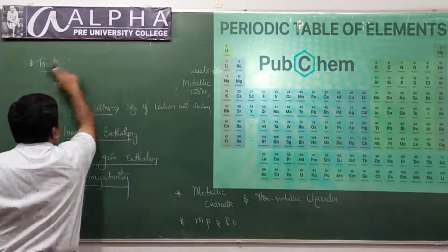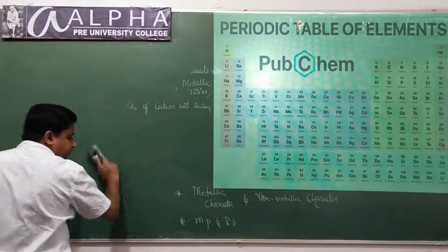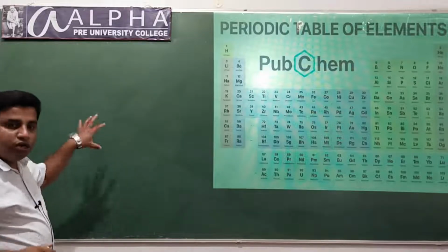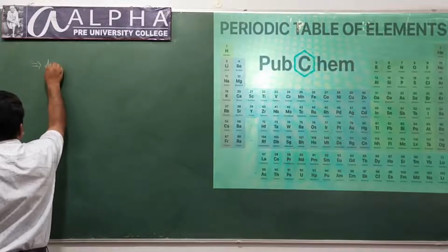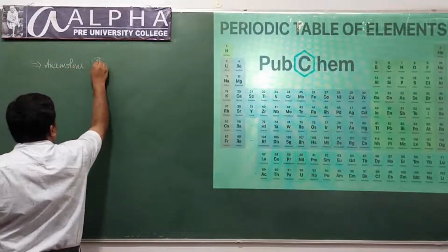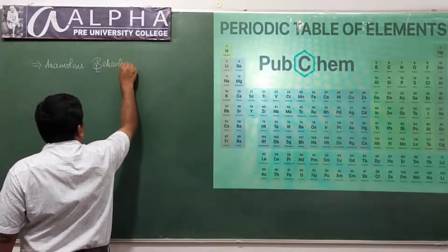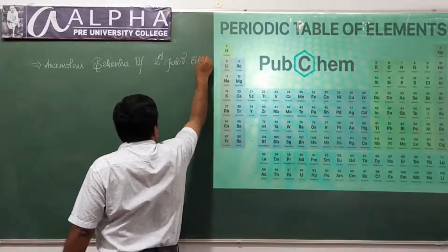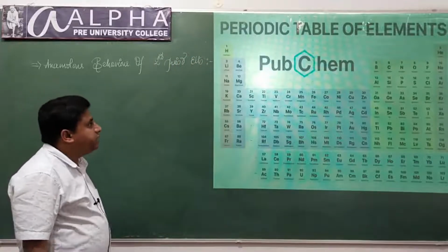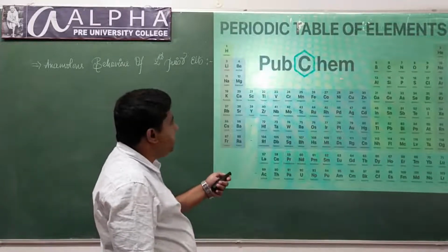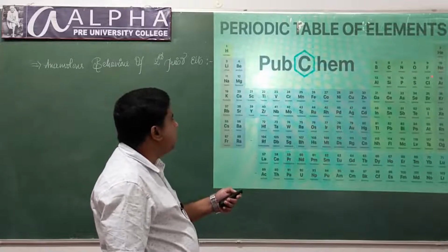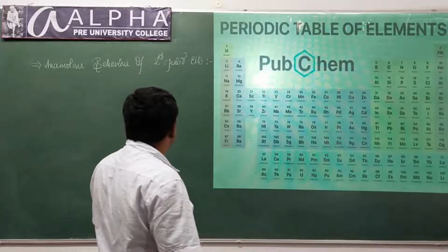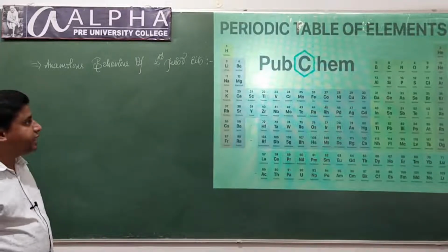And after the trends of all these physical properties, you should be knowing something called the anomalous behavior of second period elements. Anomalous behavior of second period elements. Second period elements in the sense: lithium, beryllium, boron, carbon, nitrogen, oxygen, fluorine, neon. So you should be knowing the anomalous behavior of lithium, beryllium, boron, carbon, nitrogen, oxygen, and fluorine. That is what we call anomalous behavior of second period elements.